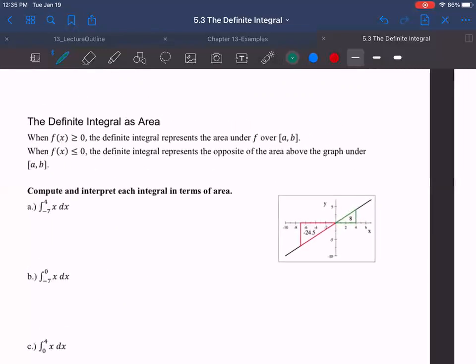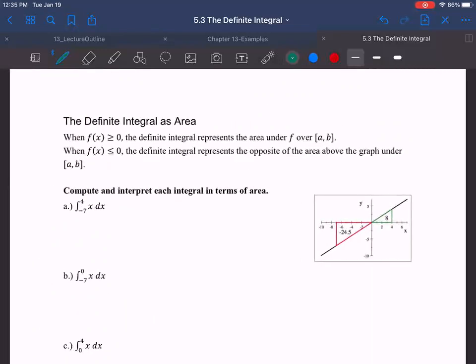So let's take a look here at the definite integral as an area. We've already kind of used it as an area, and so let's take a look at this. So let's see what we can do here. Yeah, so when it's above, it's the area above and it's positive. When it's below, it's the area below, it's negative. So let's take a look here.